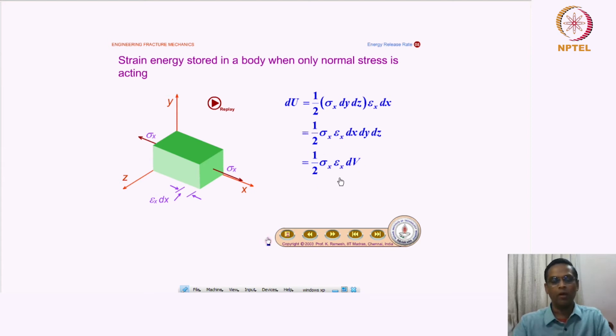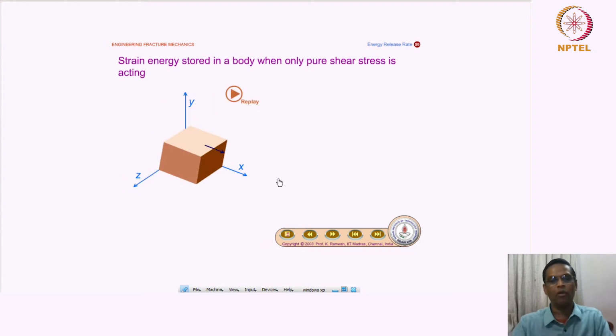So this is a volume. Okay, so strain energy change per unit volume. That is how you will get finally for all this small basic definition.